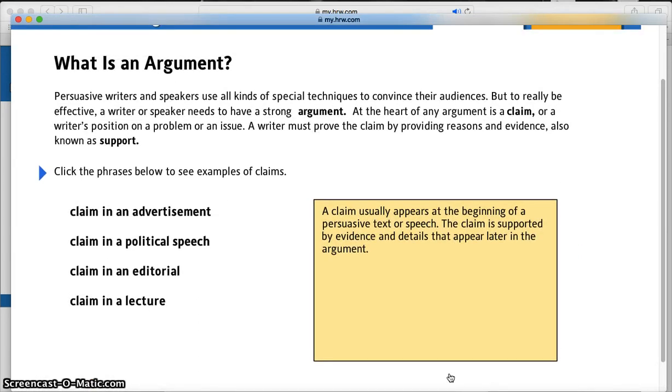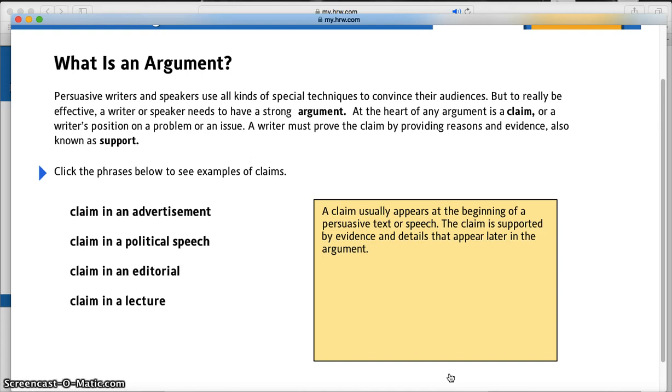Persuasive writers and speakers use all kinds of special techniques to convince their audiences. But to really be effective, a writer or speaker needs to have a strong argument. At the heart of any argument is a claim, or a writer's position on a problem or an issue. A writer must prove the claim by providing reasons and evidence, also known as support. Click the phrases below to see examples of claims.